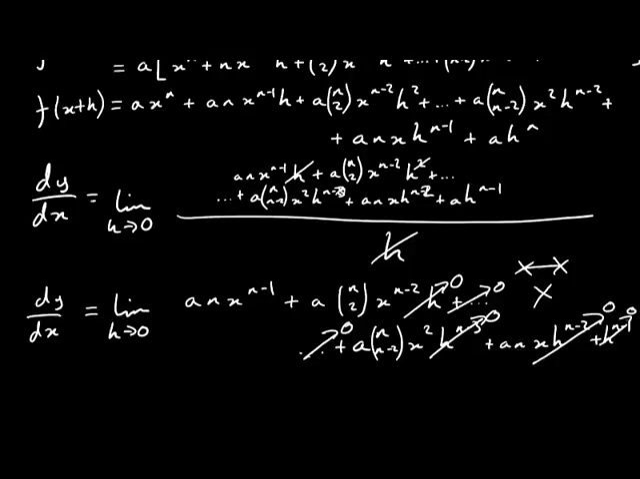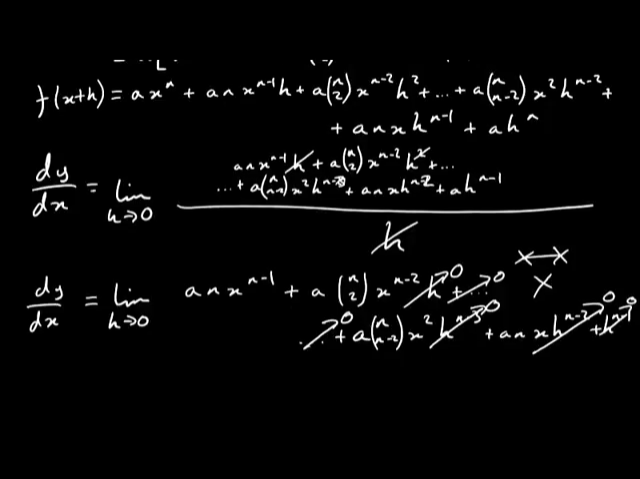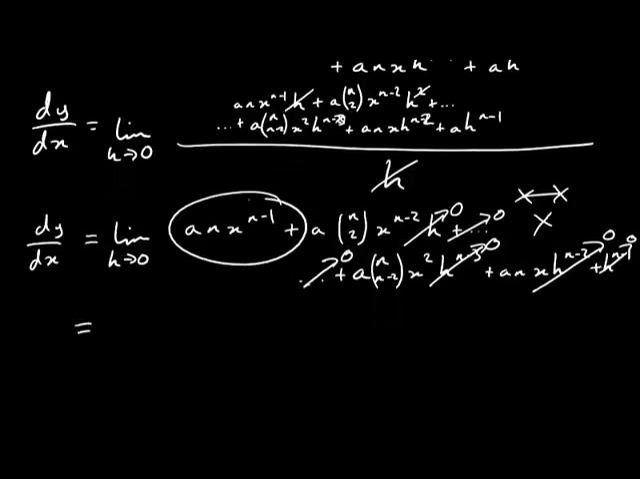So actually, all of these terms, because I'm multiplying by something which has 0 in, because h goes to 0, they're all going to disappear. And so all I'm going to be left with is this term here. So anx^(n-1). So this is what dy/dx is equal to.